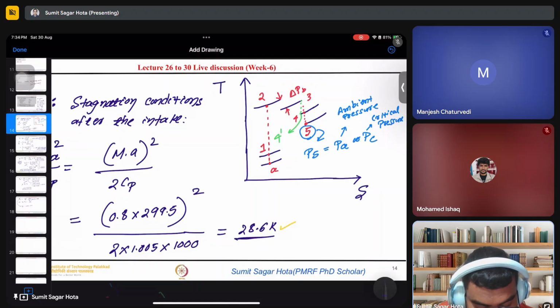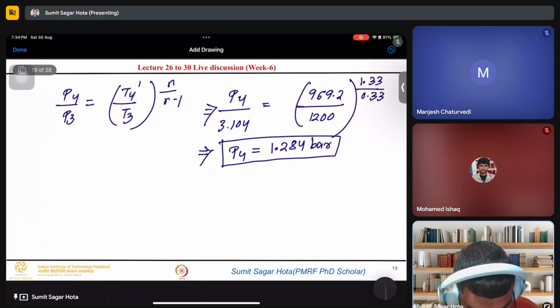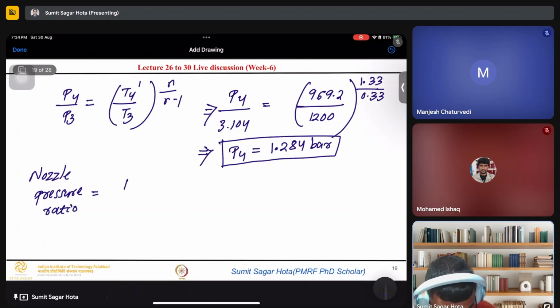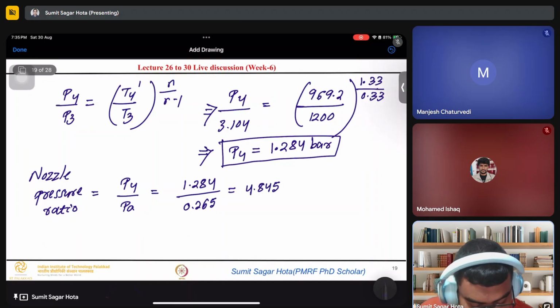And for a nozzle we always consider the pressure ratio, which is called the nozzle pressure ratio, which is equal to P4 by PA. That is 1.284 by 0.265, which is 4.845. Okay, so why this nozzle pressure ratio is very important, that we will now see.